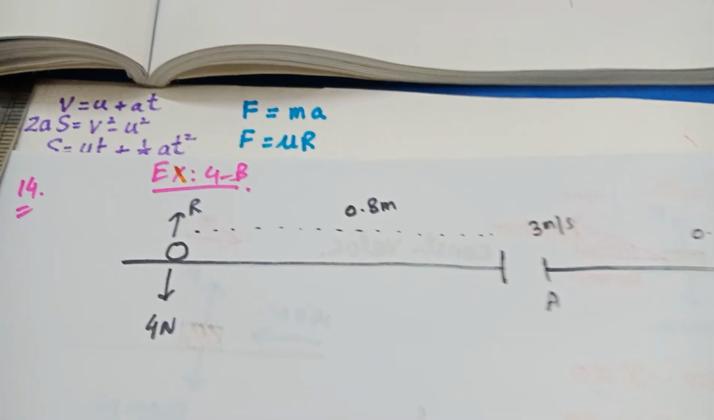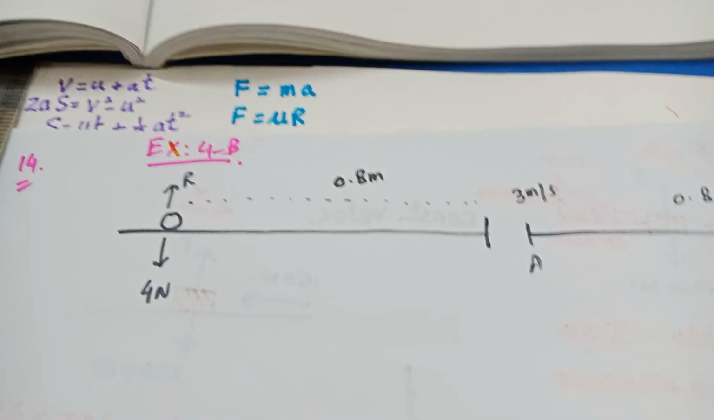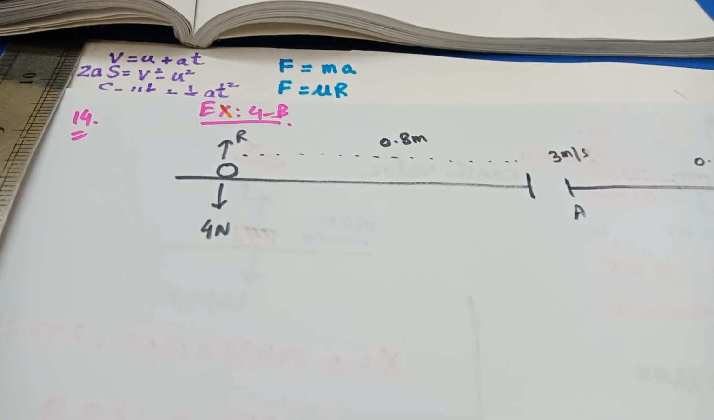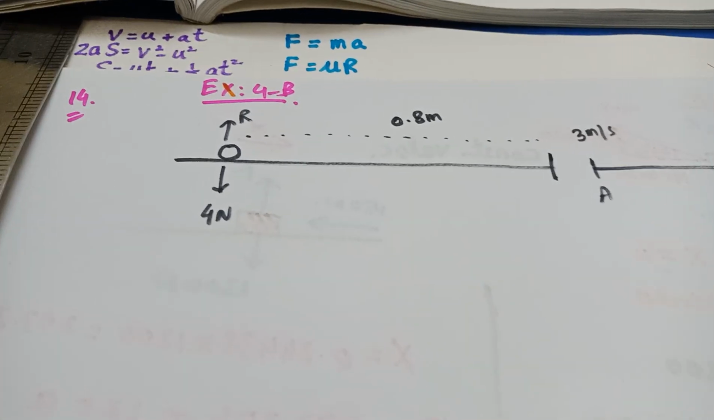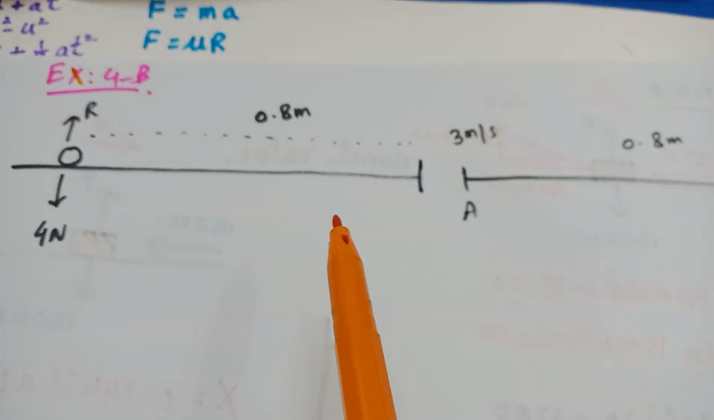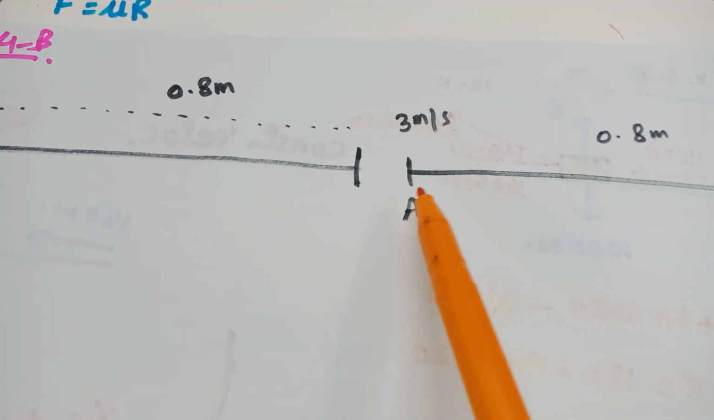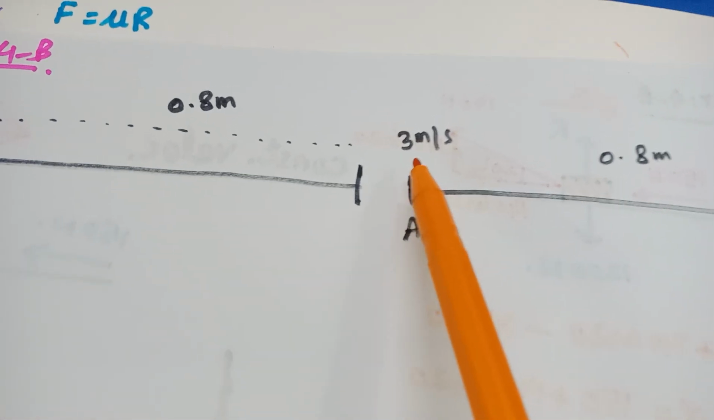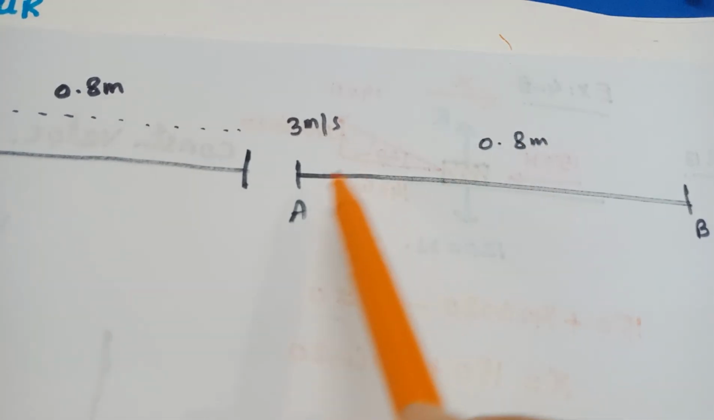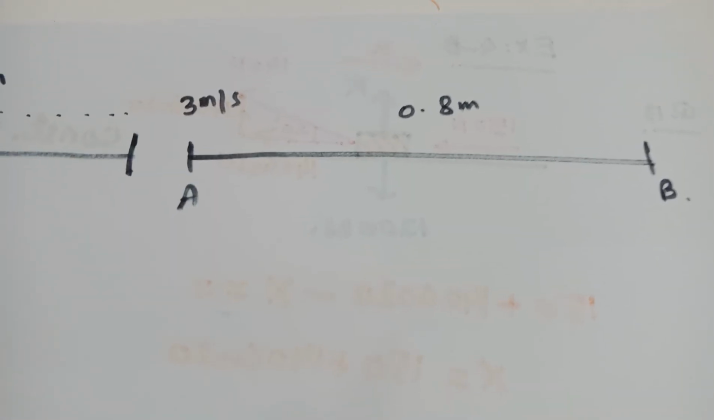The 14th question says that a snooker ball of mass 0.4 kg is struck towards the cushion from 0.8 meter away with speed 3 meter per second. I'm having two diagrams side by side. This is the diagram for the kinematics, where the initial speed is 3 meter per second and the distance from the cushion is 0.8 meters. I've taken the starting point as A, and let's say the cushion of the snooker table is at the point B. So this distance AB is going to be 0.8 meters.